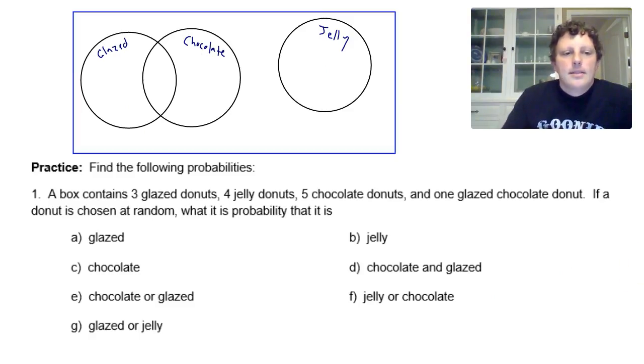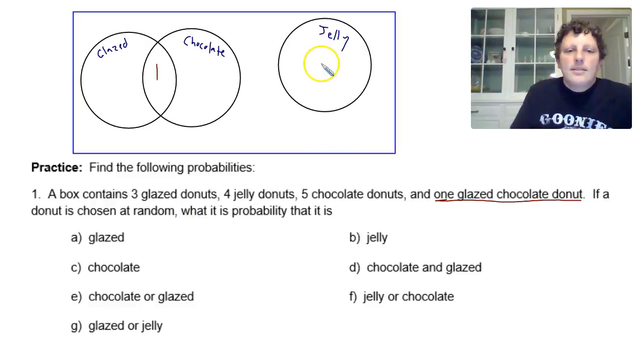All right. A box contains 3 glazed donuts, 4 jelly donuts, 5 chocolate donuts, and 1 glazed chocolate donut. So what I'm seeing here is a Venn diagram where 2 of the circles share 1 donut, 1 glazed chocolate donut. Okay. Now, jelly doesn't have any overlap. It's out in space here. But the chocolate and the glaze do.